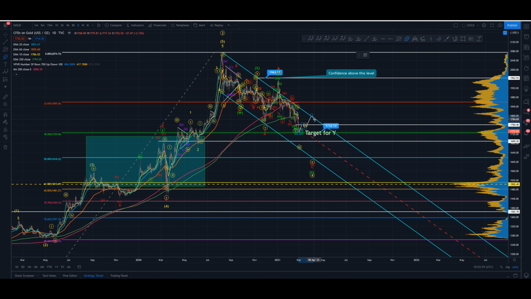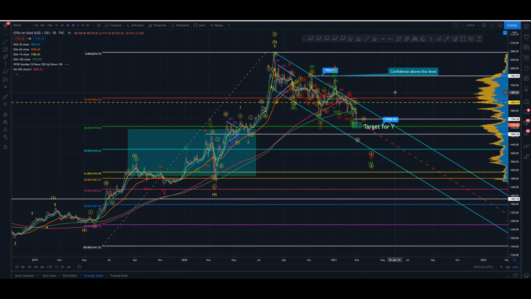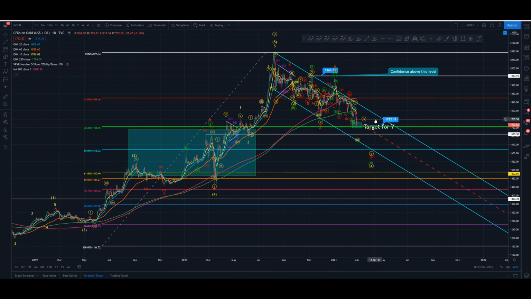If we come out of the fib channel, I'll be even more confident. If we come up and take out the confidence level all the way back up here at 1963, I'd be super confident. I've started accumulating because I'm a long-term believer in gold. I've been accumulating for years, but I see this as another accumulation opportunity.